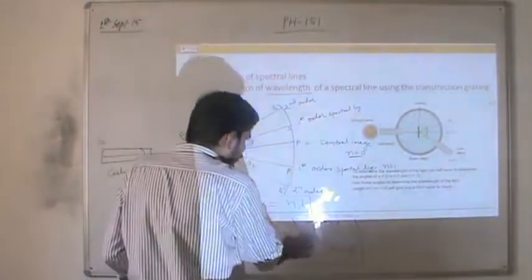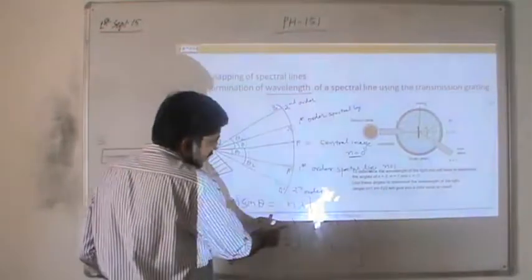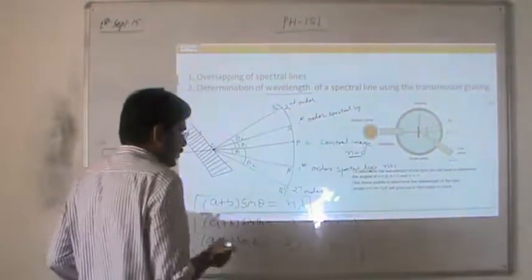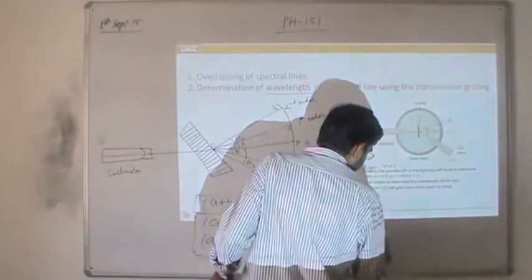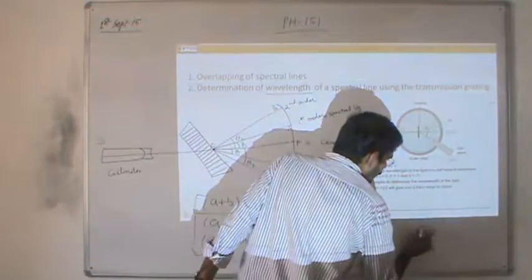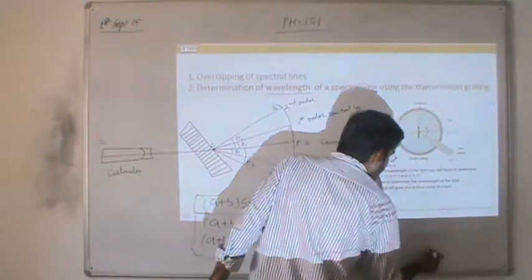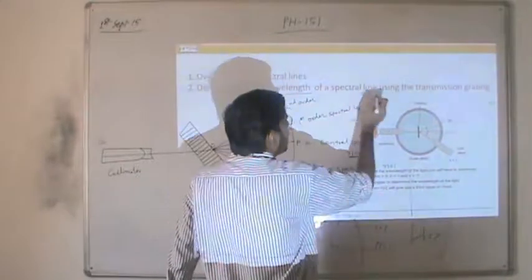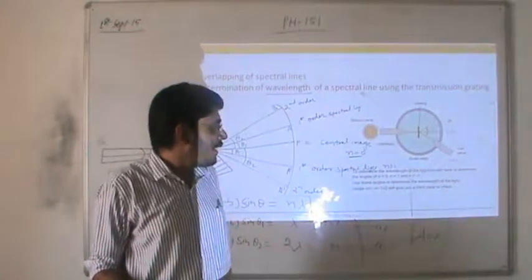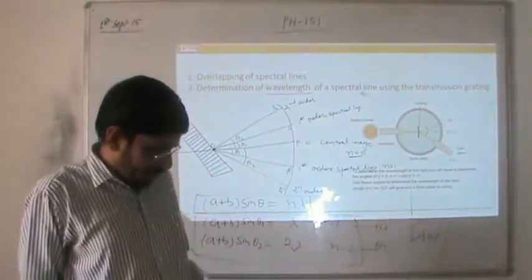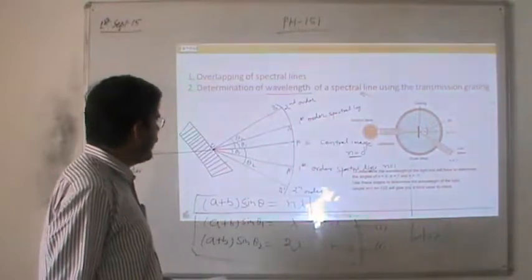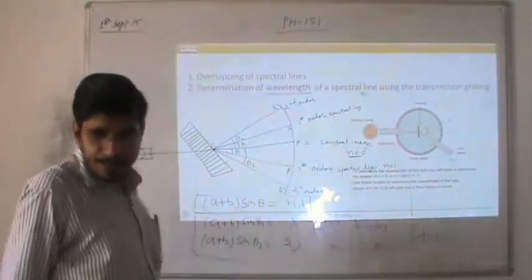By using these two equations, we can easily find the value of lambda, the wavelength of the sodium light. From equations 1 and 2, we can calculate the wavelength of a spectral light. So by using this instrument we can calculate the wavelength of a spectral light. This is the technique. Now we solve a numerical problem based on this part.